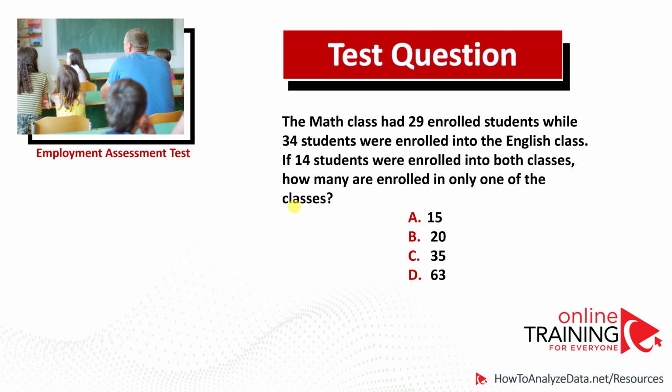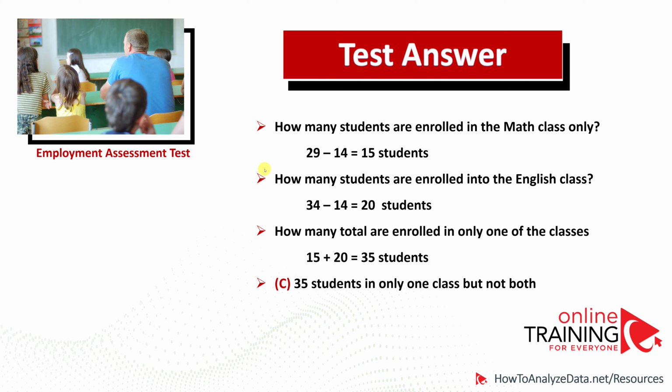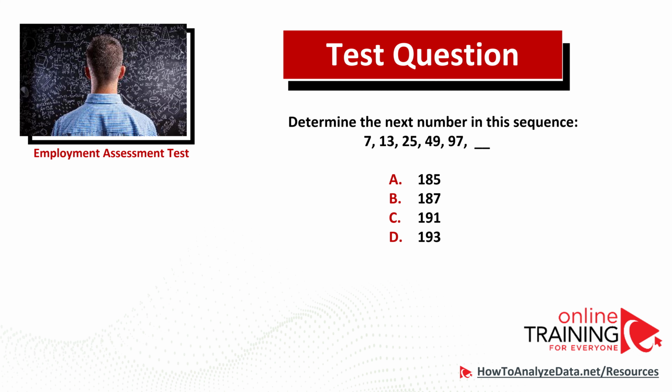Let's recap. We have groups of students that are enrolled into both English and math classes. To solve this challenge, we need to find students that only enrolled into one particular class, and then add them up to get to the correct answer. Hopefully you've nailed this question. And now here's the question for you to try. If you know the answer, please make sure to post it in the comments, and I'll give you my feedback.